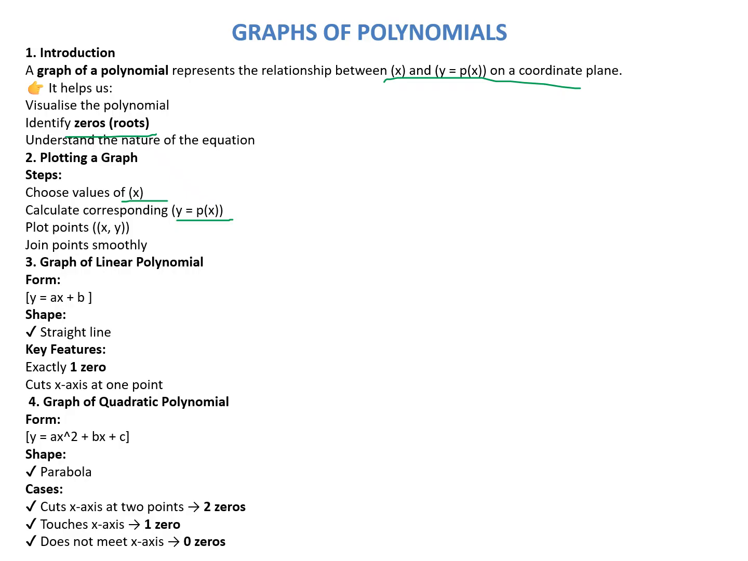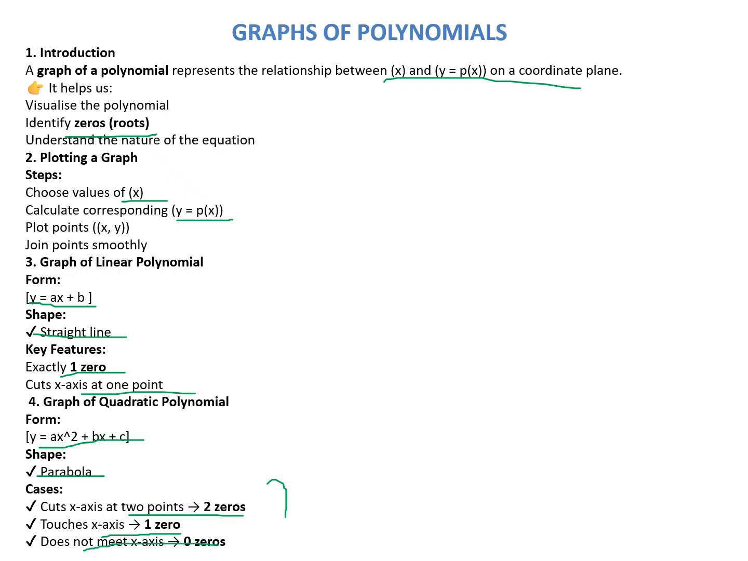So the graph of a linear polynomial, in the form ax plus b, is a straight line. Key feature is that it has exactly 1 zero, cutting the x-axis at 1 point. Graph of the quadratic polynomial, which is normally y equals ax square plus bx plus c, is normally a parabola here. Cuts the x-axis at 2 points, 2 zeros, touches the x-axis 1 zero, does not meet x-axis 0 zeros.